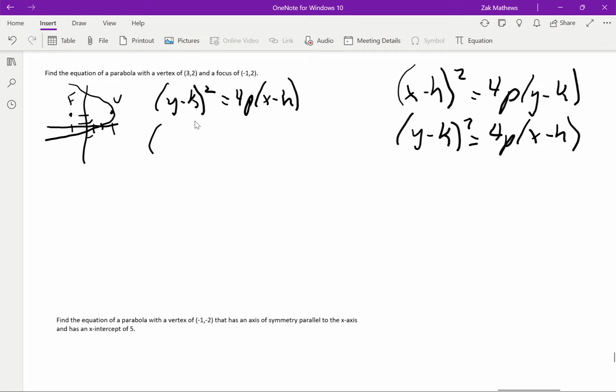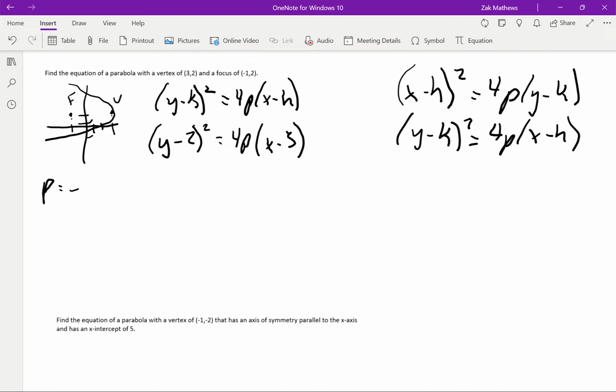Already I know that I have my h and k. I was told that my vertex is (3, 2). I can put the 3 in for the h, the 2 in for the k. That means I really just need to find this p right here. That's the only thing I have to find. Recall, what is the p? Well, p gives the distance from the vertex to the focus. I can see they're lining up horizontally. The heights are the same, the 2's are the same. So I want to figure out how much distance is between them.